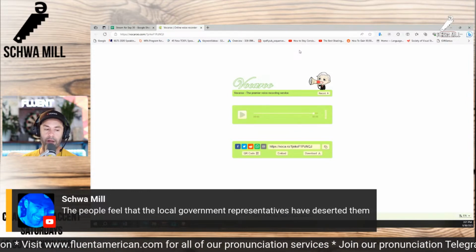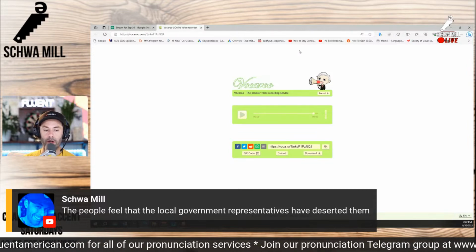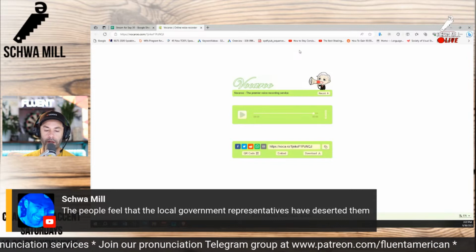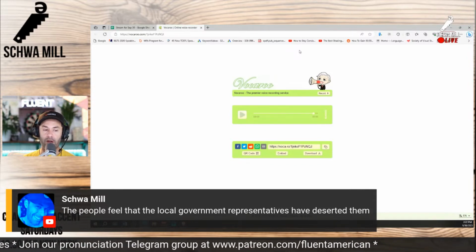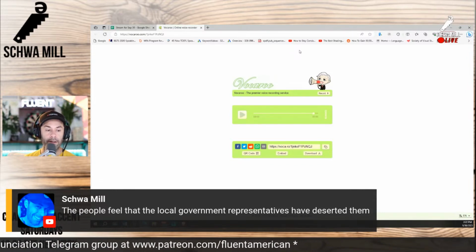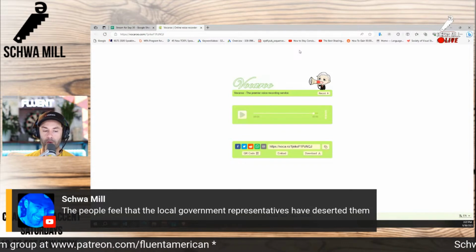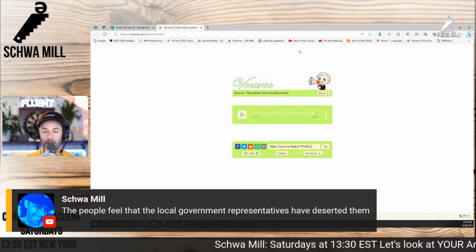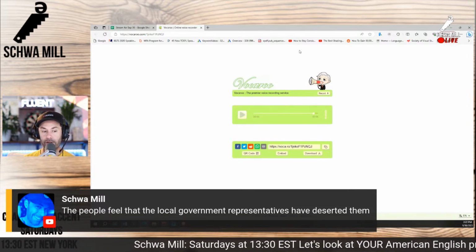And it kind of all depends on what you want to emphasize the most. Like to me, that last part feels the strongest. So that part's probably gonna be a little higher. It's like, the people feel that the local government representatives, if I'm using your stress on representatives, the people feel that the local government representatives have deserted them.